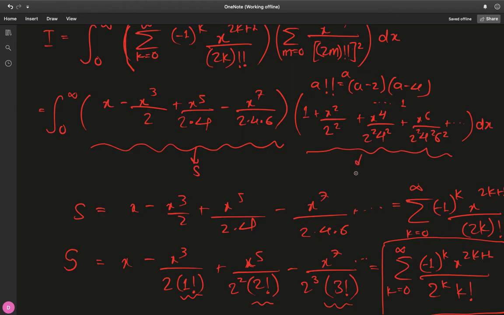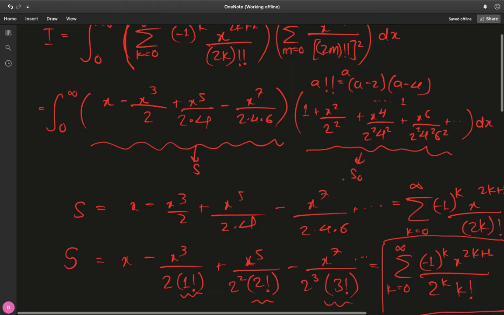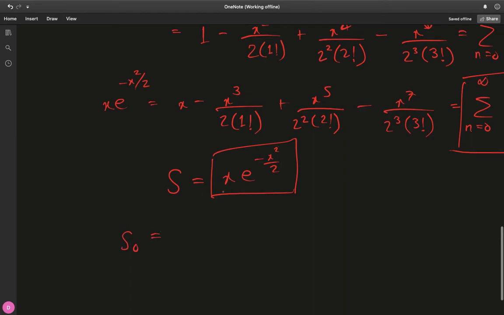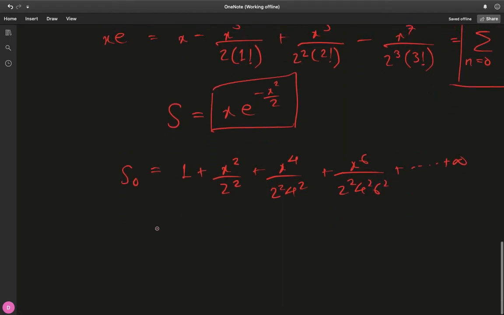Let's look at this s naught. So s naught is basically 1 plus x squared over 2 squared plus x to the 4th over 2 squared 4 squared plus x to the 6th over 2 squared 4 squared 6 squared, and that goes on till infinity. But the sad part is, even if you look at the general representation of this, sum from m equals 0 to infinity of x to the 2m divided by 2m double factorial, the whole thing squared.